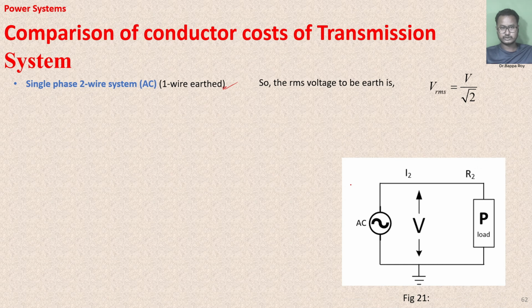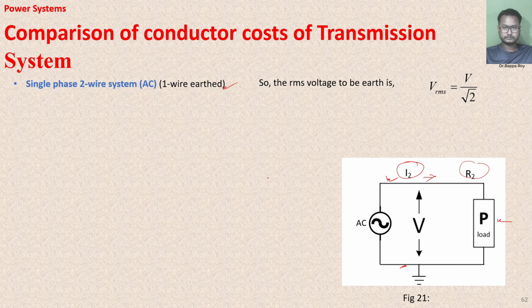One AC source. This one we are doing for the AC. This is the first wire, and the second wire is earthed here, you can see. P is the same load, the same power, and the resistance for this system is R2, and current I2 is flowing through it.